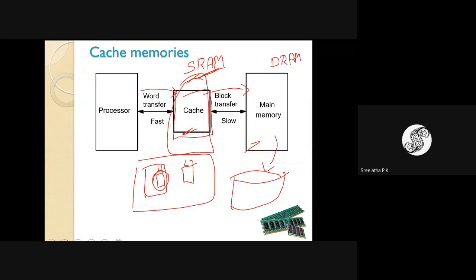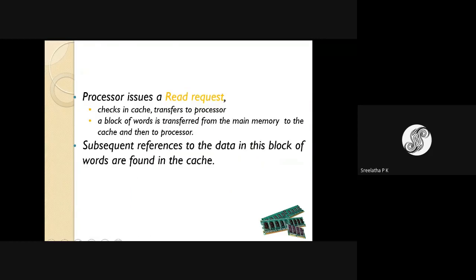Next, as I had told you, when there is a read request, the processor first checks in the cache memory, and if the instruction is there, it is sent to the processor. If the instruction is not there, a block of words is transferred from the main memory to the cache memory, and then from the cache memory to the processor. Whenever there is a read request.